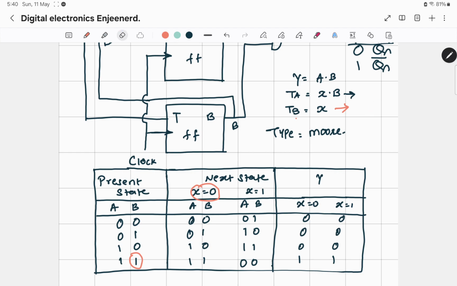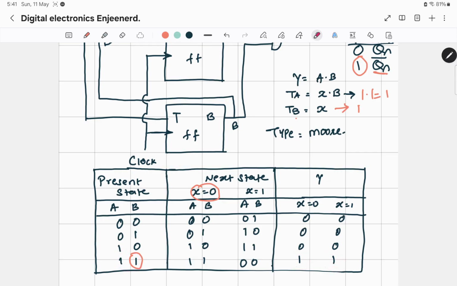Okay, let's do the second one. For X equal to 1, X is 1, B is 1, and A is also 1. So for 1 1, both the states will change to Qn bar. So see here, 1 1 both change to 0 0. TA and TB are both 1 since the input was 1 1, and for 1 it is Qn bar. So this is your present state, Qn bar. Your next state will be the complement of it, right? And Y is calculated using the present state. So 1 into 1 is nothing but 1.